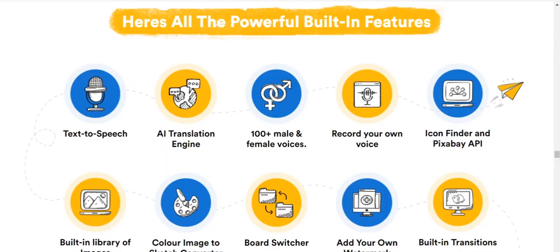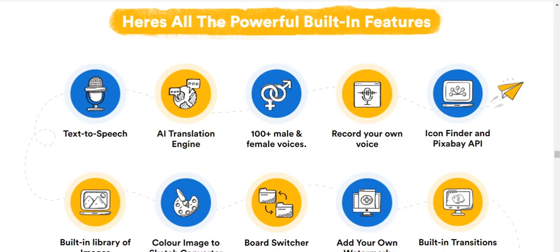Let's see the features of DoodleMaker. So what are the features of DoodleMaker? Here are all the powerful built-in features with DoodleMaker you will get. The first feature you get is text-to-speech converter, then 100+ male and female voices. Then record your own voice. Then icon finder and Pixabay API. Then built-in library of images.